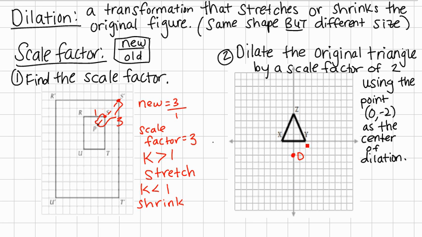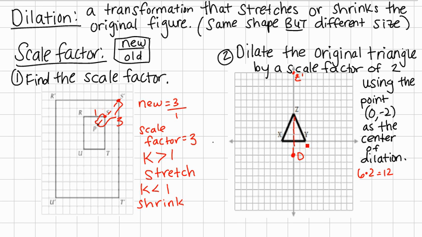So I'm going to look at how far away my original points are from my center of dilation. I'm going to look at my point Z first. So Z is 1, 2, 3, 4, 5, 6 away. So if it's being dilated by a scale factor of 2, that means instead of it being 6 away, we're going to be multiplying it by 2, so it's going to be 12 away. So I'm going to go up 12 from my center of dilation. 1, 2, 3, 4, 5, 6, 7, 8, 9, 10, 11, 12. So Z prime is going to be right there.